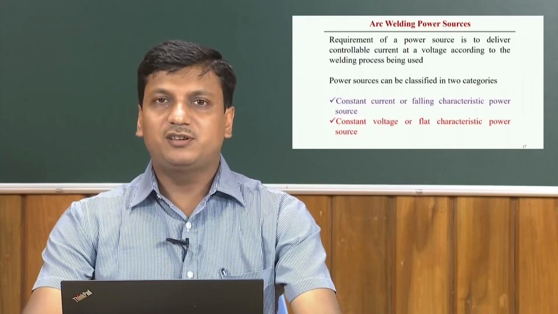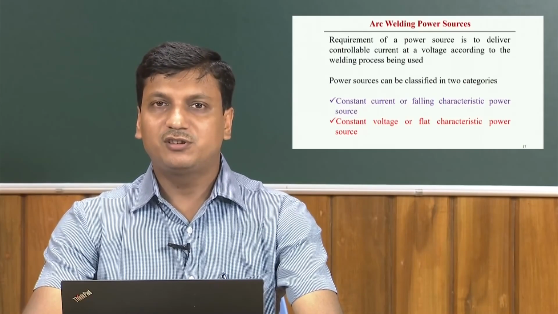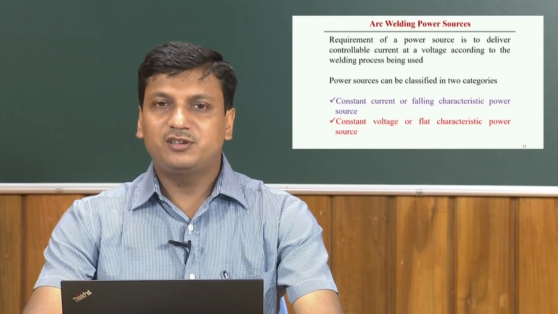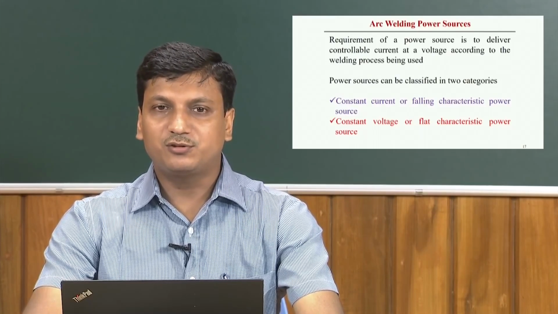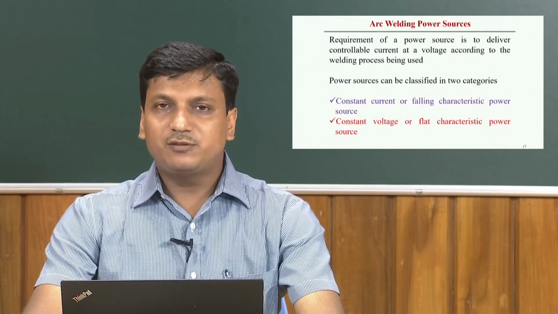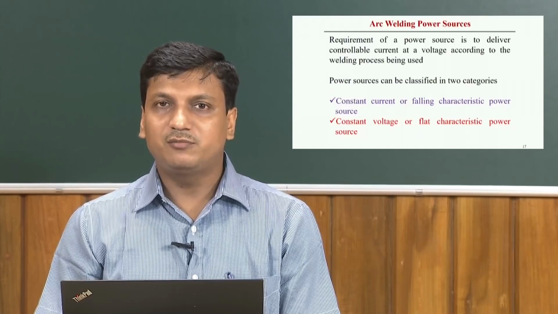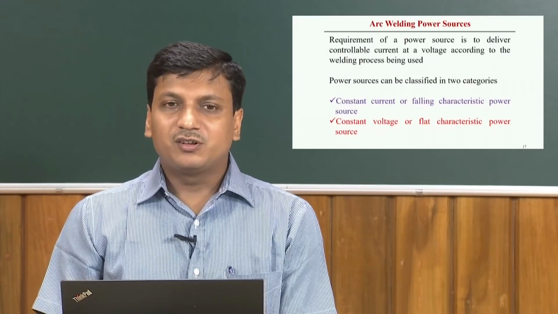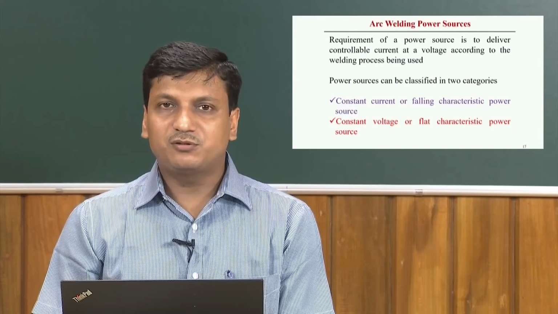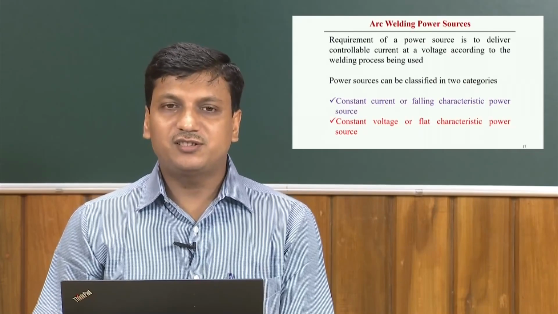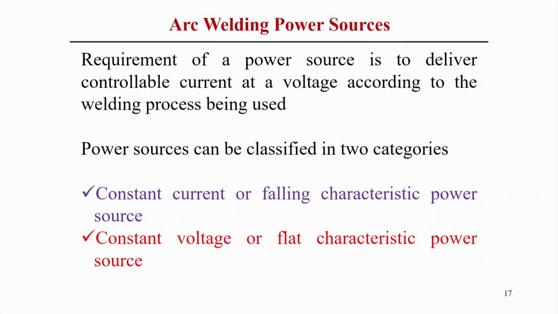This requirement specifically for the welding process needs the development of different power sources. But there is another aspect also: when you create the arc, to maintain the arc and to continue the welding process over time, two different characteristics of the power source can be defined. One is the constant current source, also called the falling characteristic power source, and the second one is the constant voltage or flat characteristic power source.